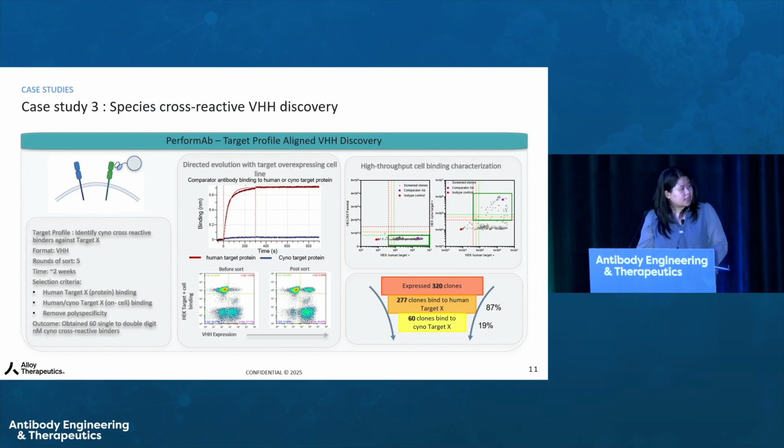And the attrition rate in this particular case is slightly higher than what you have seen in the previous two cases. This was largely due to the homology of the cyno target being slightly less than what you will see in general compared to the human format of the protein for the previous two cases.